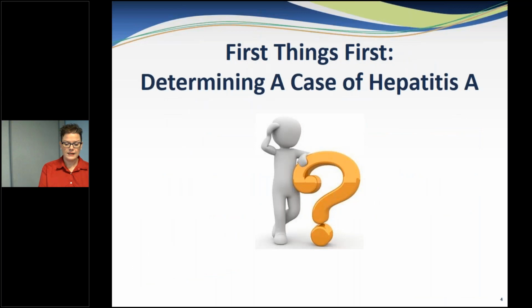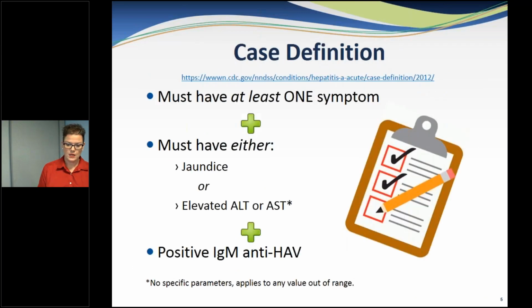So let's talk about deciding whether we have a case of hepatitis A. The case definition requires at least one symptom, plus the case must have either jaundice or elevated liver functions. And there are no specific parameters for that. It applies to any value out of range. Plus they must have a positive IgM anti-HAV, which is kind of a mouthful. That case definition is supposed to change or may change in 2019 to include some further parameters and RNA testing. So be on the lookout for that.